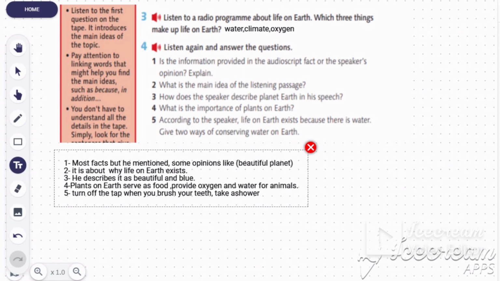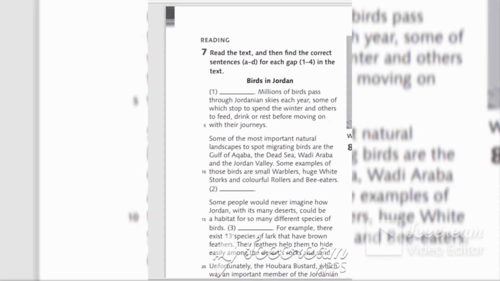Also, you can find other ways. So, these are the answers of the exercise. Now, move to page number 13 in your activity book. Exercise number 7, reading. Read the text and then find the correct sentences A to D for each gap. We have the blanks and we will fill them from A to D.